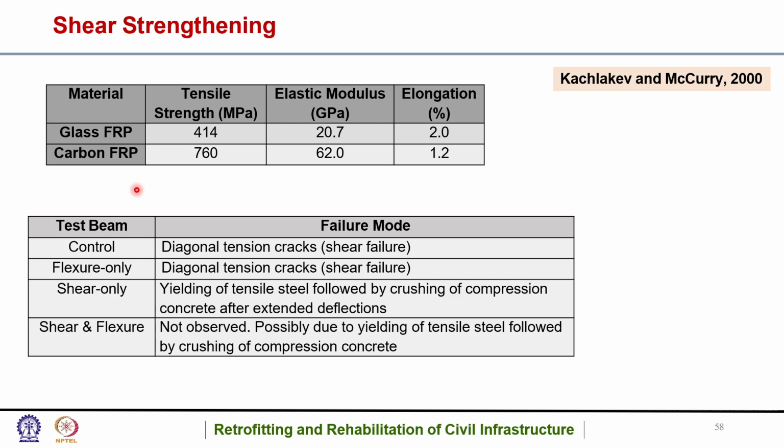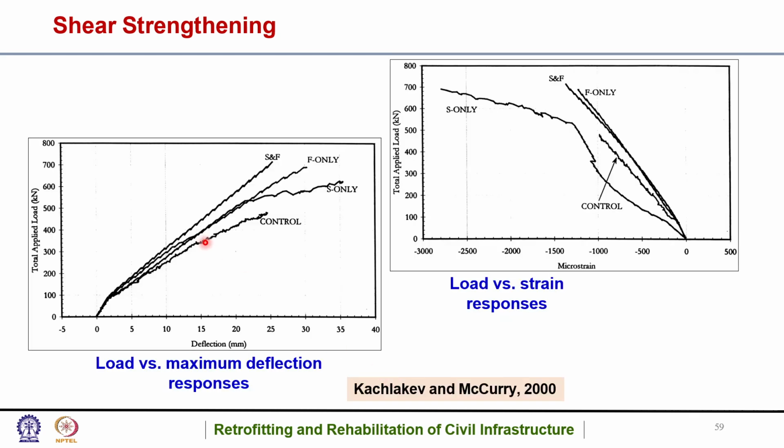So basically this was the shear strengthening. These were the characteristics of the fibers used, and these were the various beams and their failure modes. In the control, diagonal tension cracks appeared, which was the shear failure, and flexural only was similar. In shear only, yielding of tensile steel was followed by crushing of compression concrete after extended deflections. In the shear and flexure beam, this was not observed, possibly due to yielding of tensile steel followed by crushing of compression concrete.